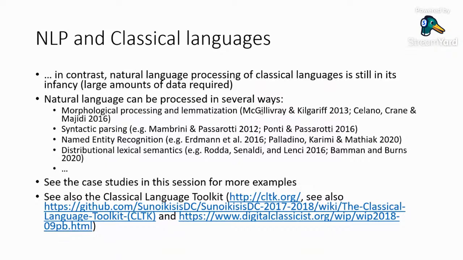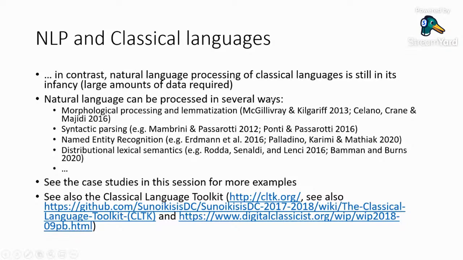So there has been a lot of work on corpus compilation, but there has also been some work on natural language processing, so automated processing, although the field hasn't developed so much as for modern languages. One reason is that these methods usually require large amounts of data, and of course, as you all know, we're limited with the data that we have for Greek and for Latin.